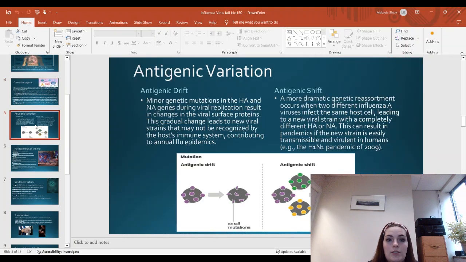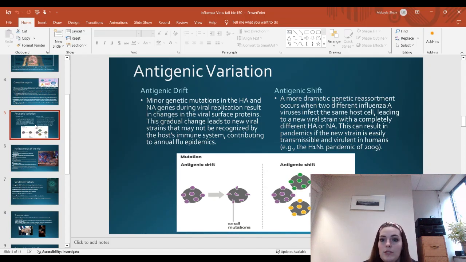Moving on to antigenic variation, there are two different types. The first one is antigenic drift. So this one is minor genetic mutations in the HA and NA genes during viral replication, which result in changes in the viral surface proteins. This gradual change leads to new viral strains that may not be recognized by the host immune system, contributing to annual flu epidemics.